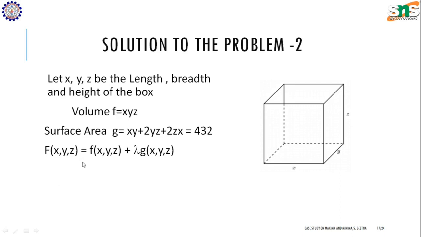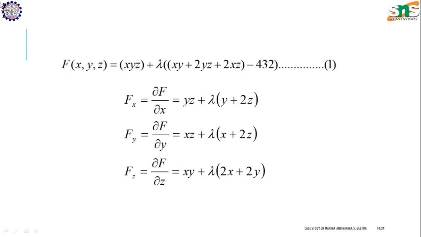So F(x, y, z) = f(x, y, z) + λ g(x, y, z). Now F(x, y, z) = xyz + λ(xy + 2yz + 2xz − 432). Now Fx = ∂F/∂x.